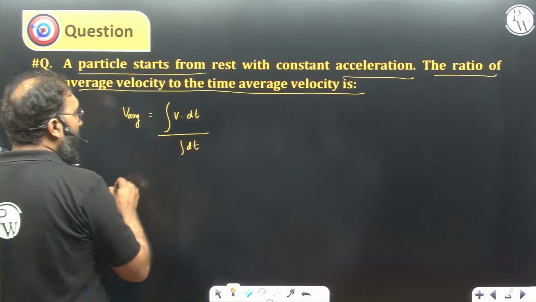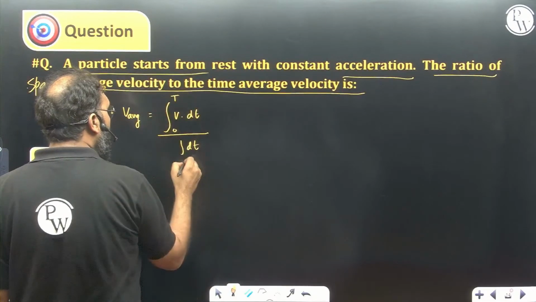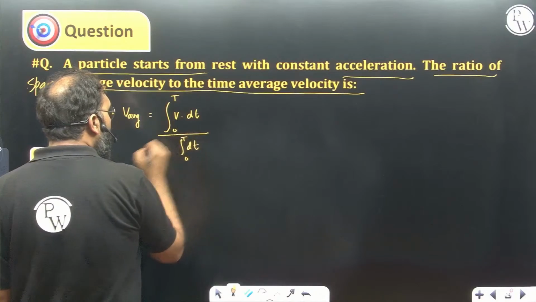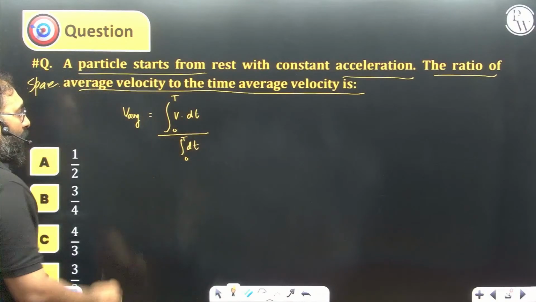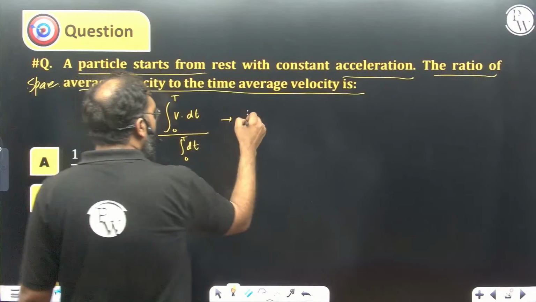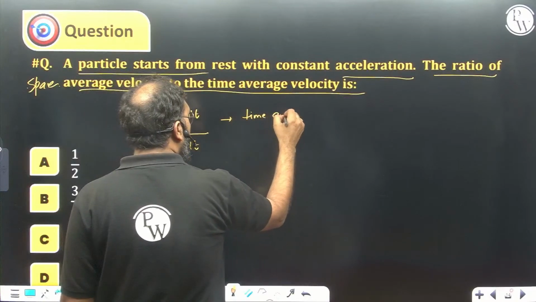And let's say we have to find out this average from 0 to capital T. So in this region I have to find out the average. So this is time average.